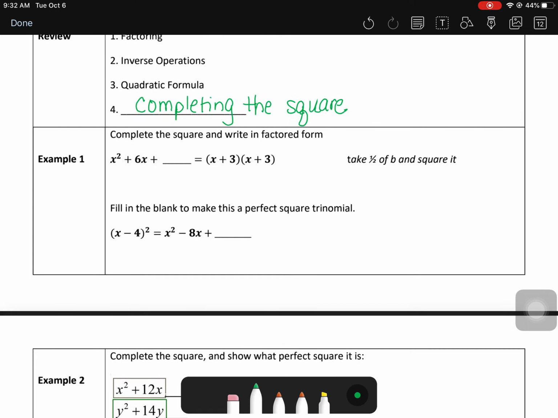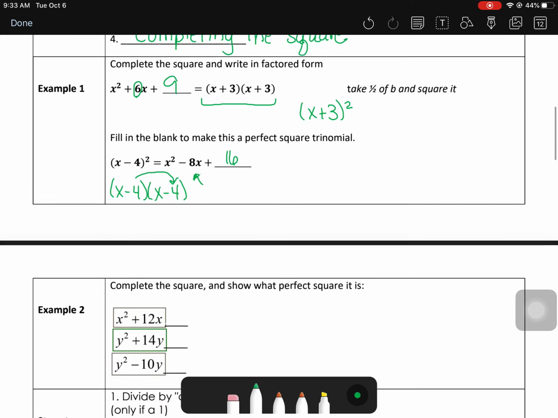So remember to do this, we take half of the b value, remember the b is the coefficient of the x, and we square it. So half of 6 is 3, 3 squared is 9. So if we are writing it in factored form, it would be x plus 3, the quantity squared. So x minus 4 squared is x minus 4 times x minus 4. And I'm looking for the c value, which is simply multiplying the last two together. Negative 4 times negative 4 would be 16. Or take half of the b value, which would be negative 4, and then square it, which would be 16.